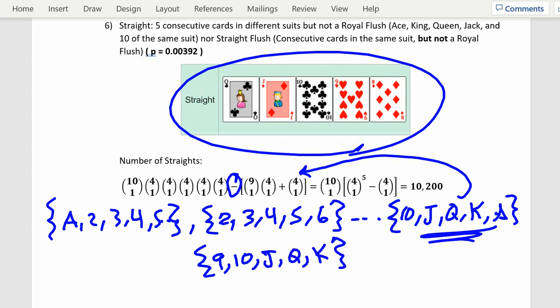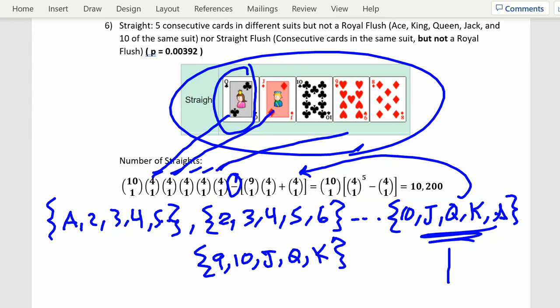All right. Now, because these are supposed to be in different suits, that's why each of these is 4 choose 1. Okay, so for any one of these choices, for example, the queen I have, this could be queen of hearts, diamonds, clubs, or spades. So that's where the 4 choose 1 comes from. Same thing for the next one, and the next one, and this is for the last one. Okay. There are 10,200 of such poker hands. All right, let's continue on. Next.